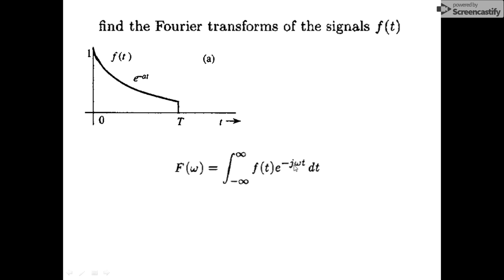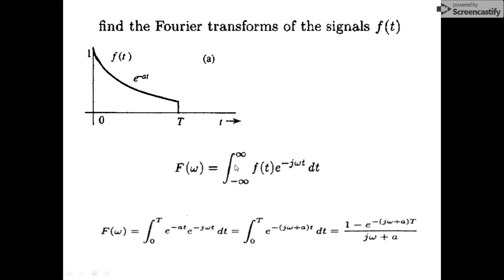This is valid when the signal f of t is absolutely integrable from minus infinity to infinity, and it is clear that this signal is absolutely integrable, so obviously we can use this formula and we can find the Fourier transformation. So F of omega equals, see here the limit is from minus infinity to infinity, but from minus infinity to 0, as f of t is 0, and from capital T to small t equal to infinity, the f of t is 0. So basically we have to do integration from t equal to 0 to small t equal to capital T.